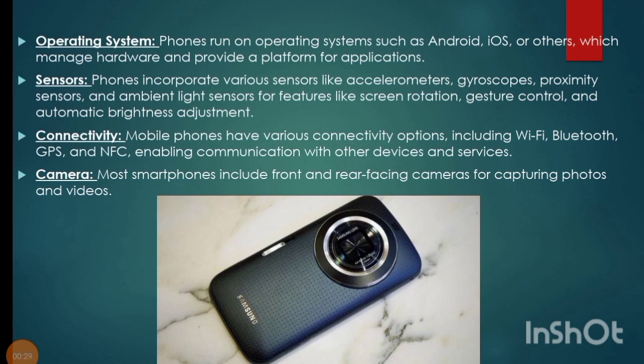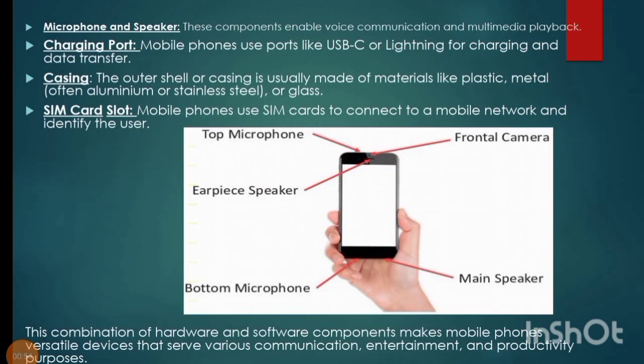Connectivity. Mobile phones have various connectivity options, including Wi-Fi for internet connectivity, Bluetooth for nearby share, GPS, the global positioning system, for location, and NFC enabling communication with other devices and services. Camera. Most smartphones include front and rear facing cameras for capturing photos, taking selfies, pictures, and videos. Nowadays, mobile phones have more than one camera for high quality pictures and more pixels.